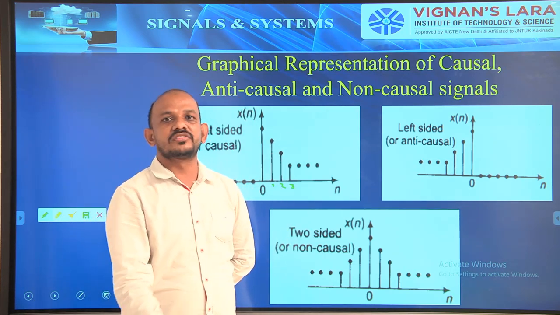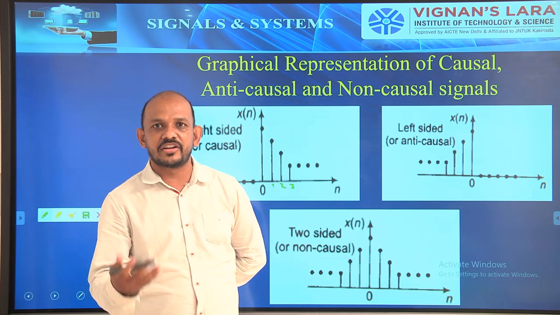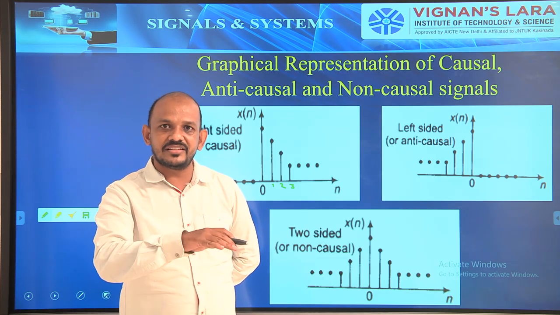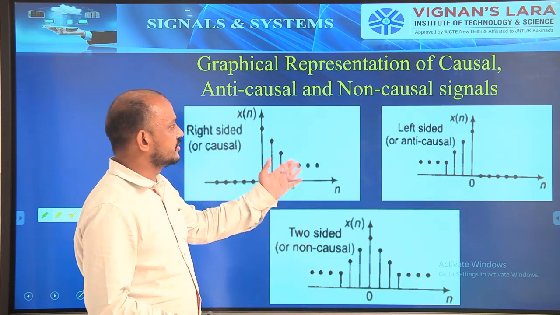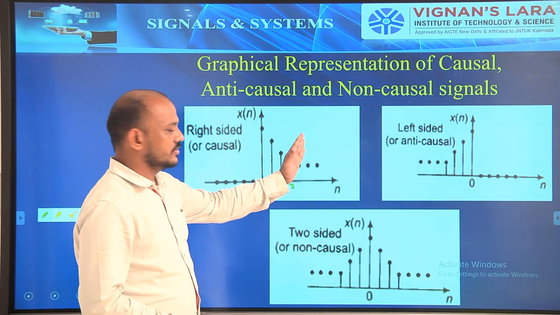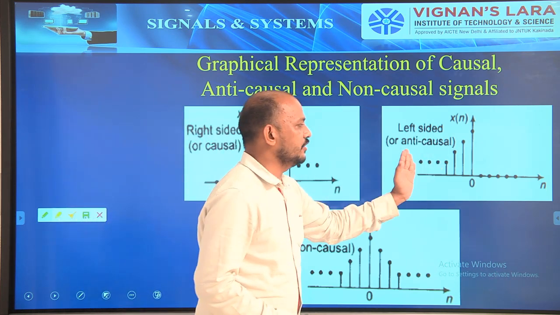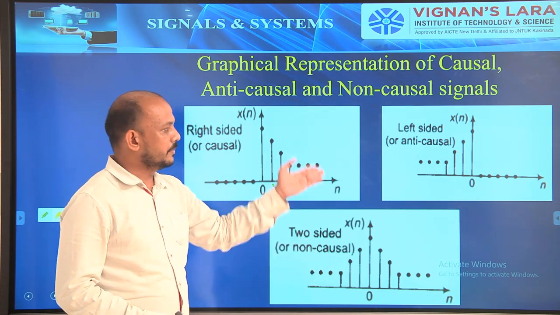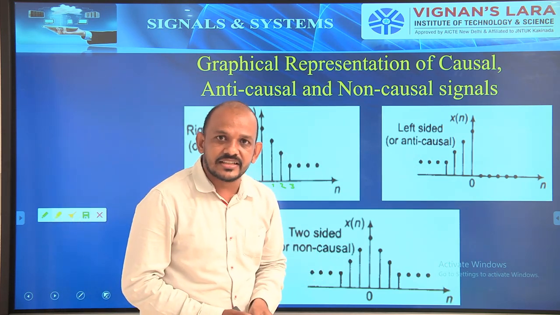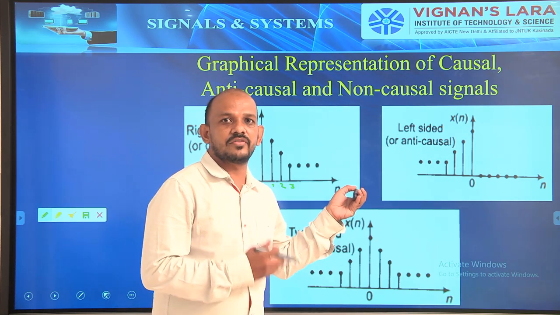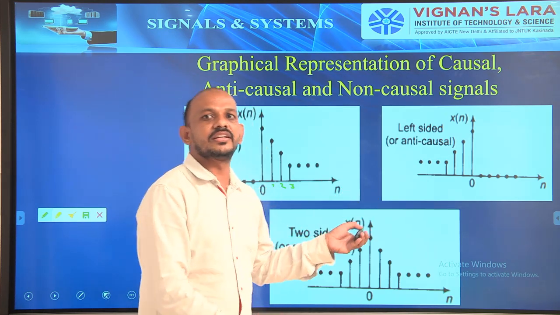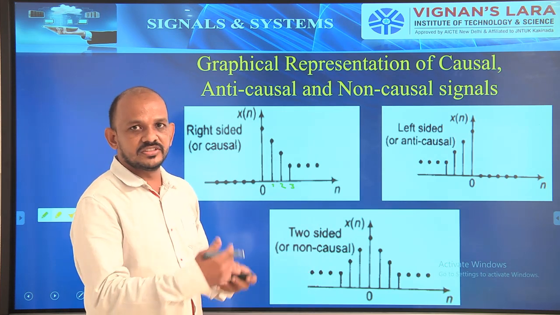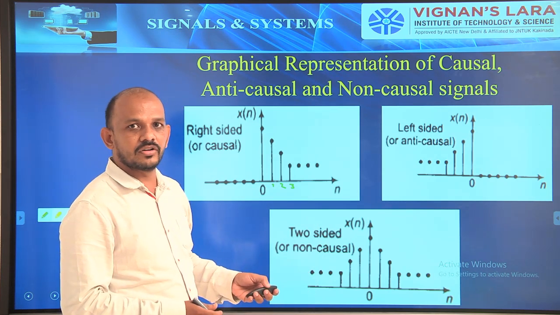So I explained the concept of causal, non-causal and anti-causal for both continuous time signals as well as discrete time signals. So these are on the positive side. So this is causal. Negative side, this is anti-causal. Both sides, this is non-causal. But here the signals are discrete signals. Hence this is the concept of causal and non-causal for discrete time signals. Okay, so this is regarding causal and non-causal signals.